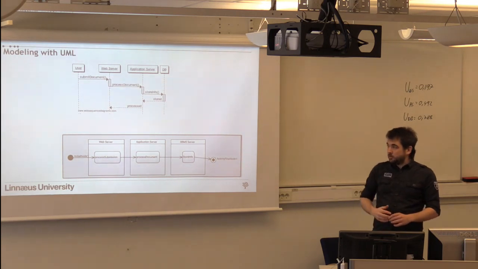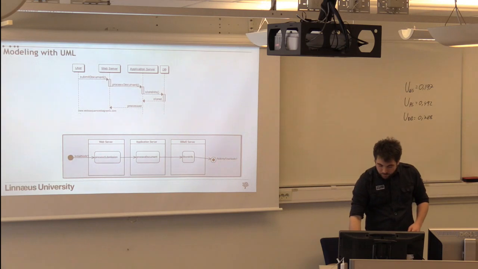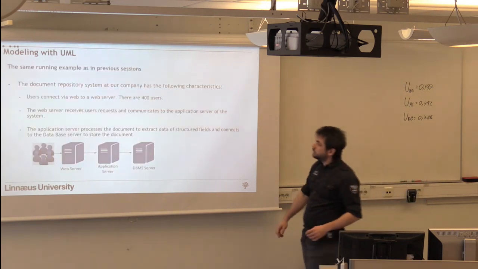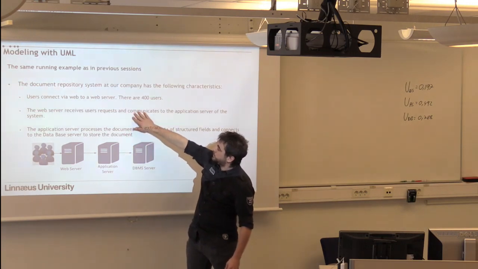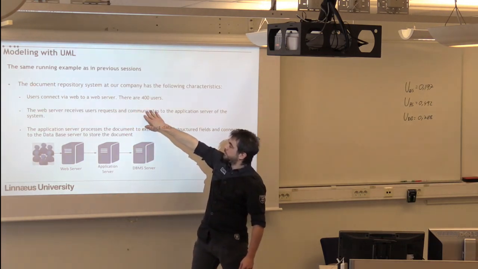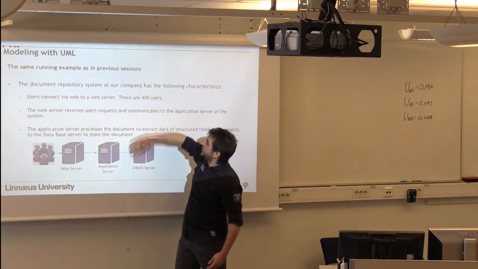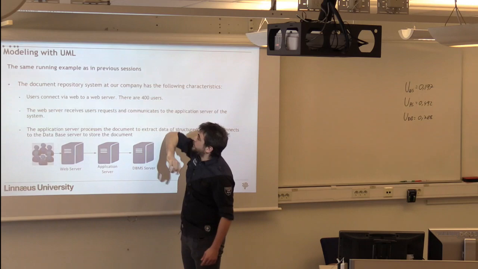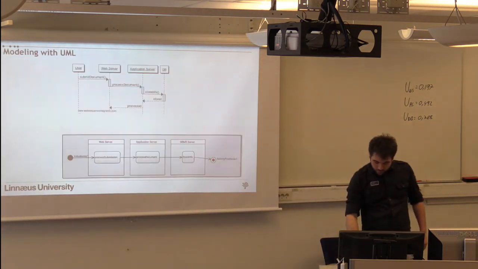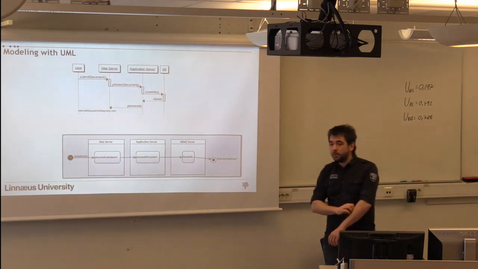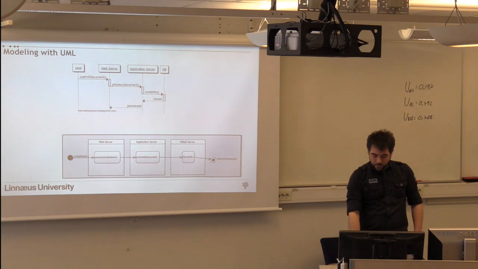So with this modeling, we have been able to represent this part of the specification, the web server receives the user request, the user connects via web to a web server. We have not specified that there are 400, because we don't know how to put that there are 400 users using the UML notation.